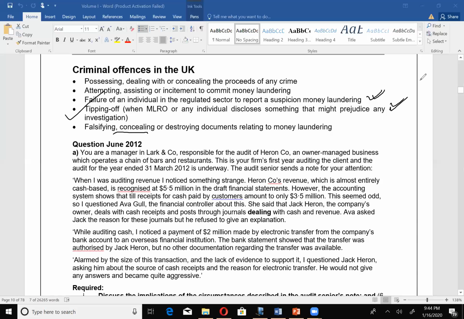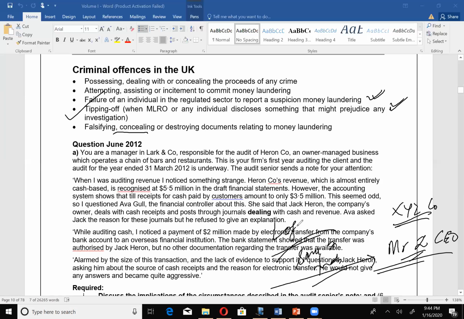And then tipping off. What is tipping off? For example, I am the auditor of XYZ company, and their CEO is Mr. Z. As an auditor, I ask them many questions about money laundering, their source of funds and the logic for transactions. My excessive questioning makes them alert. They may get a tip-off. If I do that unintentionally or even intentionally, intentionally meaning I give them a hint, be careful, directly or indirectly.